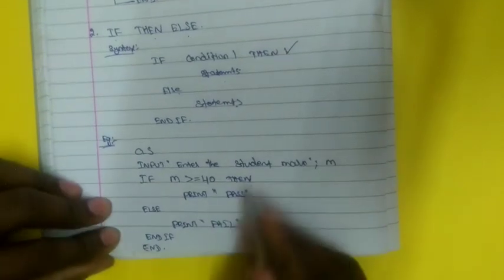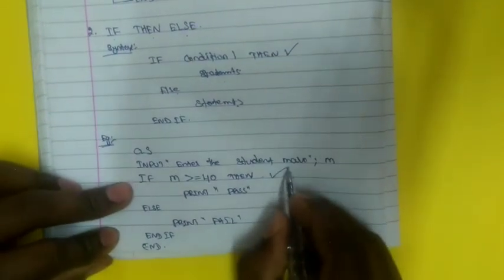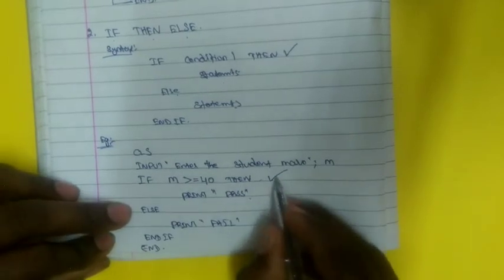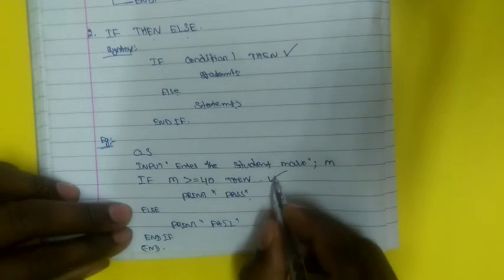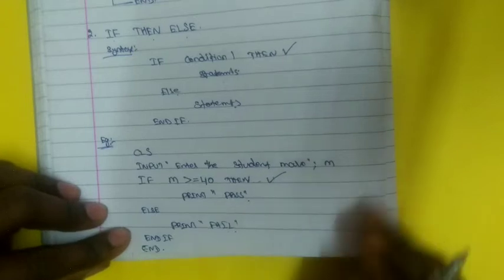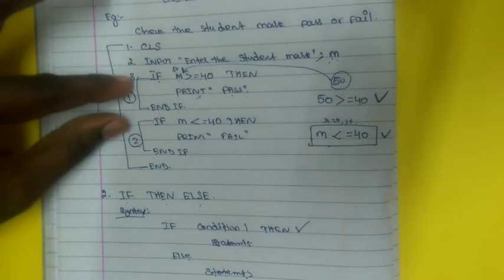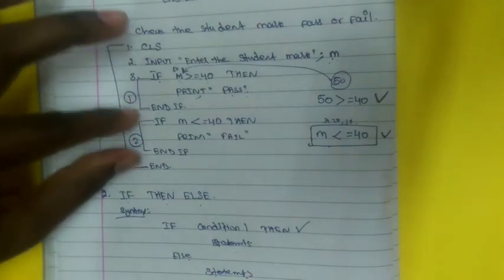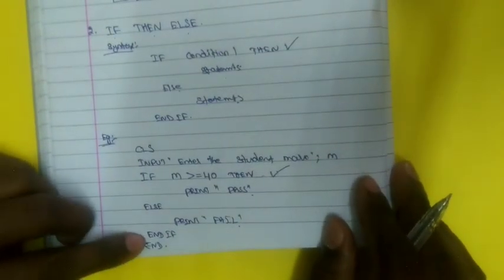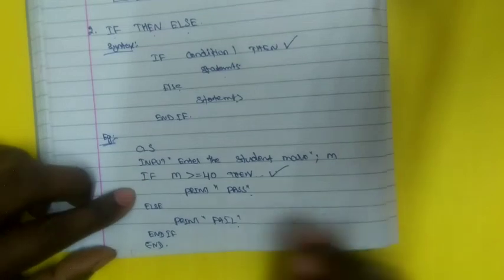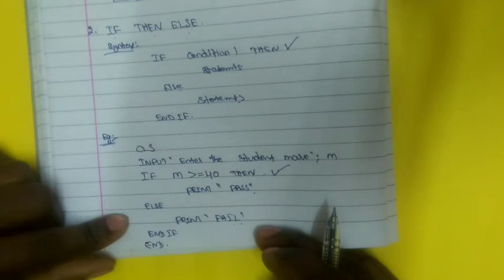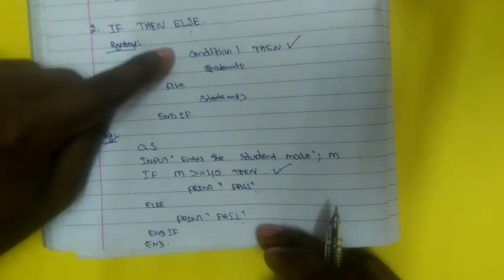It's really very simple. If the first condition is true, print pass. If the first condition is false, print fail. In the if then statement you write two if statements, but here there is only the if else statement. If the condition is true, print something, or if false, print something. This is one exact example of the if then else statement.